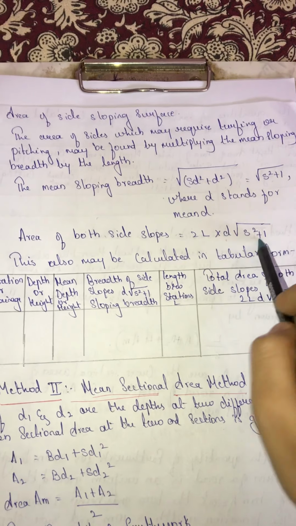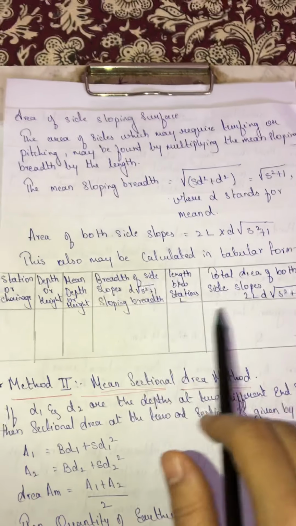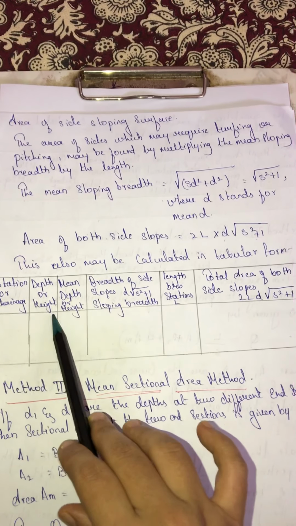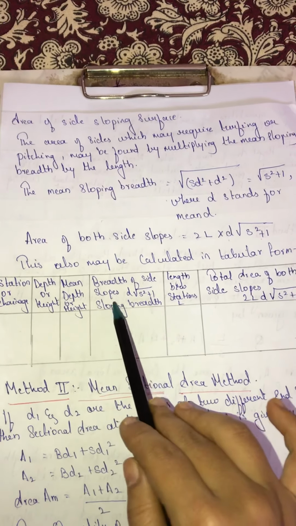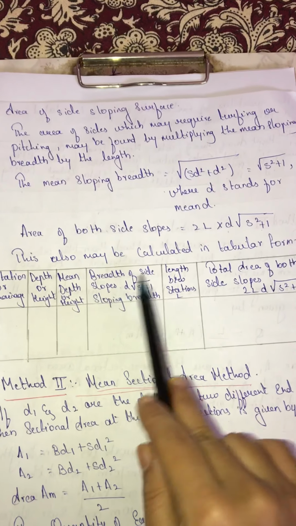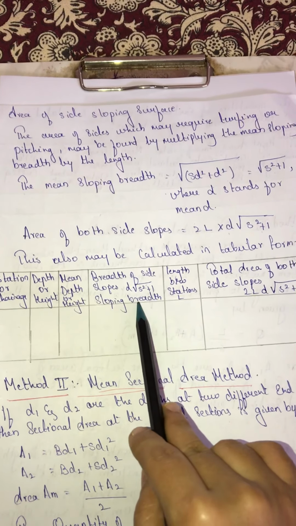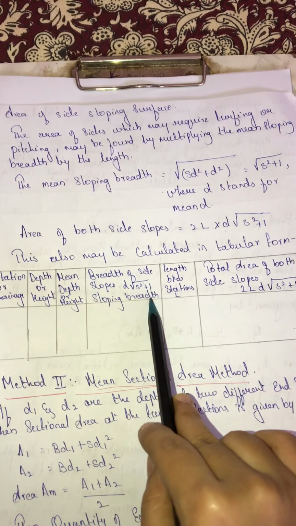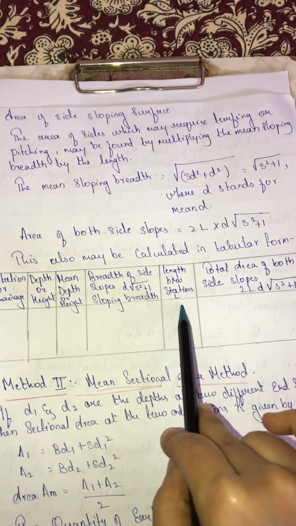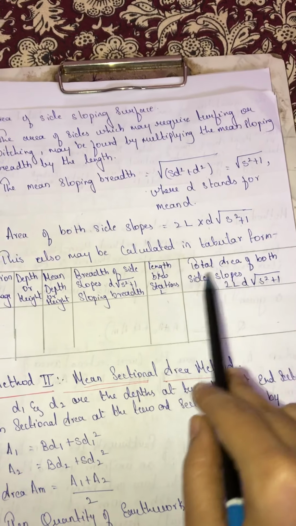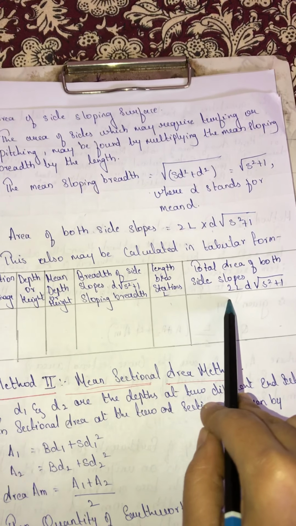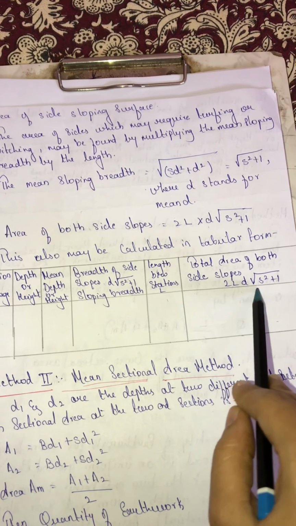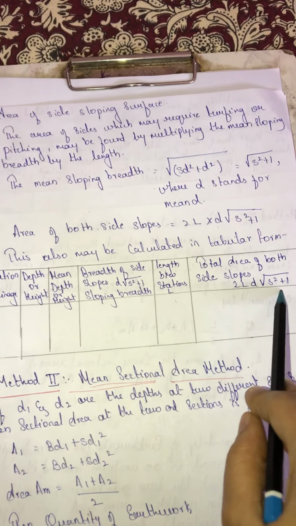This can also be formulated in the tabular form as stations, depth or height, then the mean depth. Then after that we have to calculate the breadth of these side slopes. Sloping breadth will be D root of S square plus 1. Then length between the stations L, then the total area of both the side slopes, that will be 2L D root of S square plus 1.